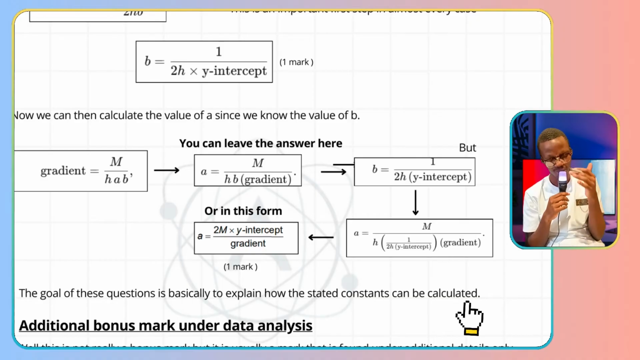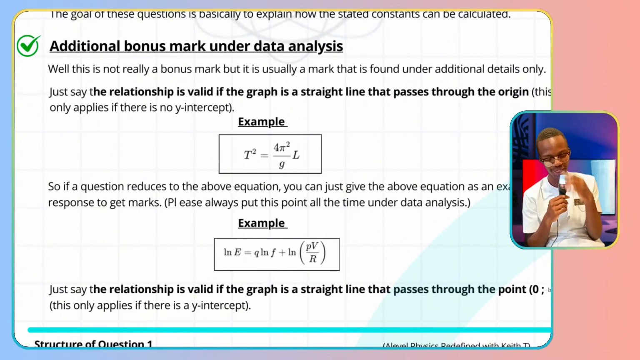And the last part, well, it's not really a bonus mark, but it's usually a mark found under additional details only. So I highly recommend, guys, if you're writing your notes, please, which I highly recommend, have a little book and you're jotting down these notes, right? Just say the relationship is valid if the graph is a straight line that passes through the origin. Number one, if there is no y-intercept. So look at that example. T squared equals 4 pi squared over g times L, the graph of T squared against L has no y-intercept.